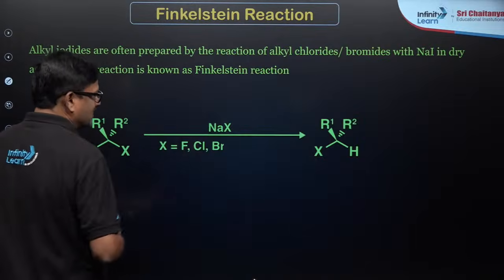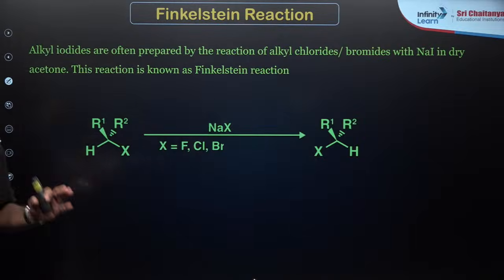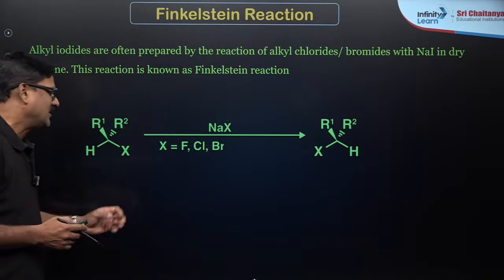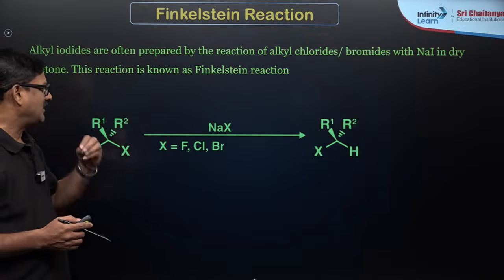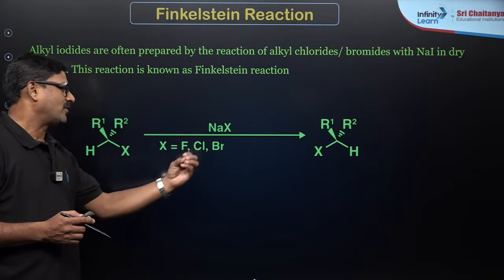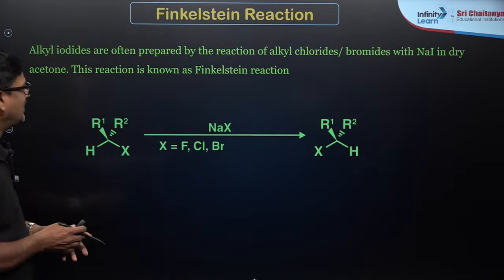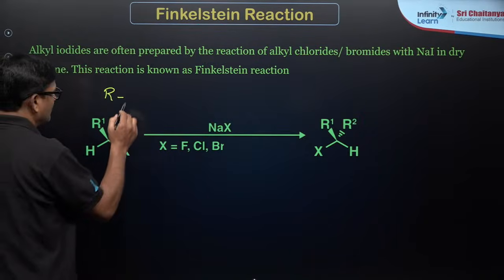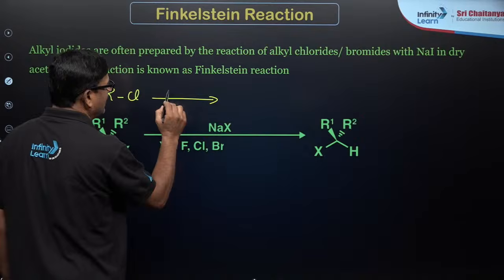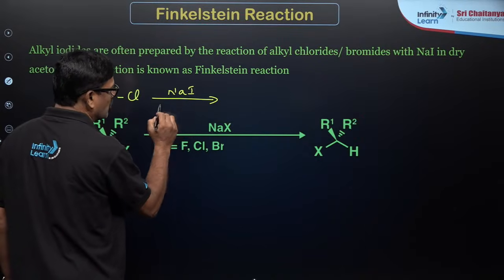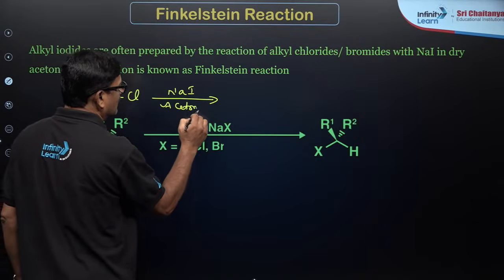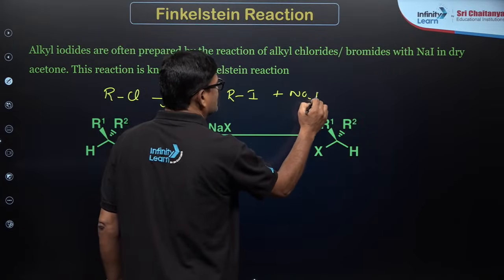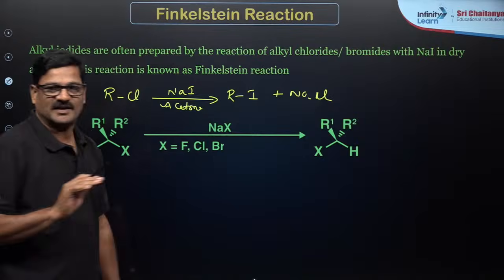First, what is the Finkelstein reaction? In this Finkelstein reaction, you just take an alkyl halide. It could be chloride, bromide, or fluoride. You add R-Cl with NaI and acetone. You are going to get R-I plus NaCl. So this is what is called the Finkelstein reaction.